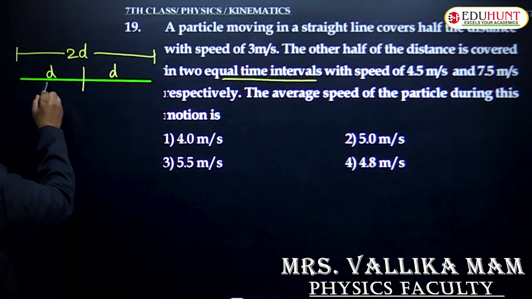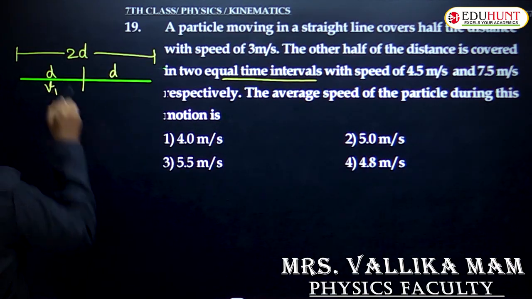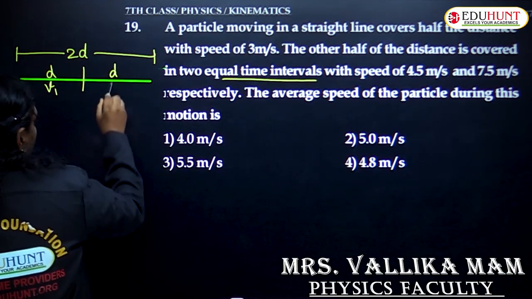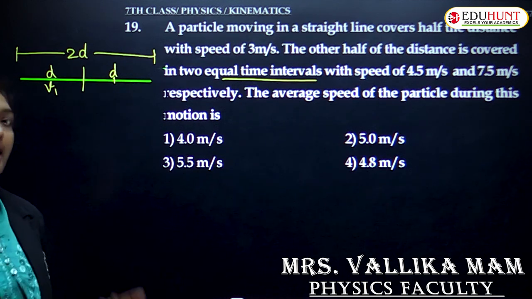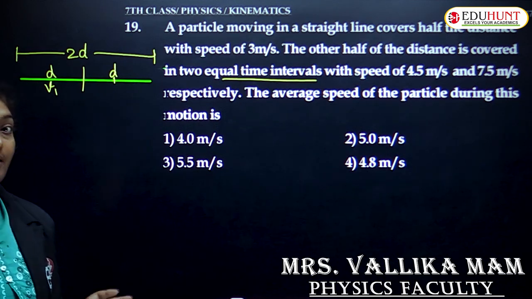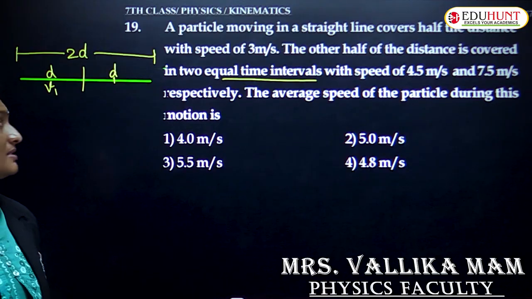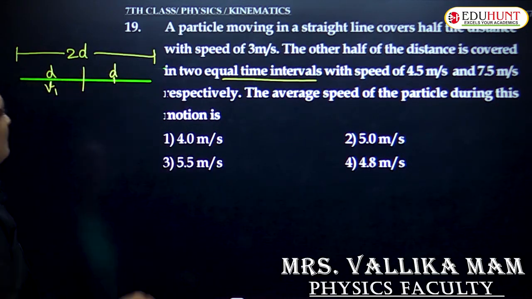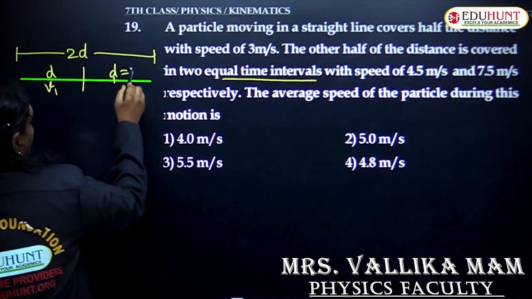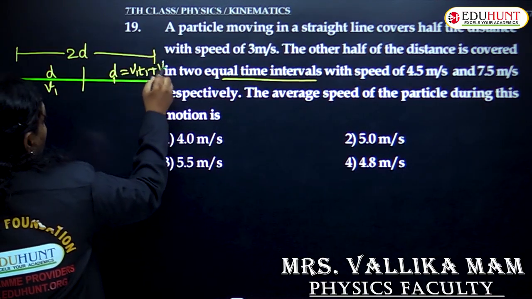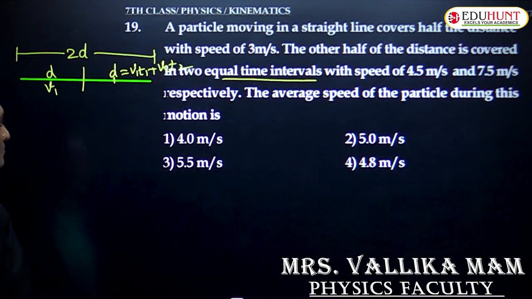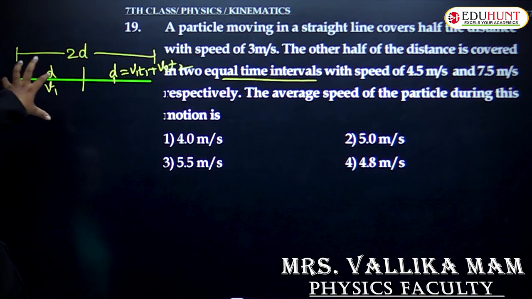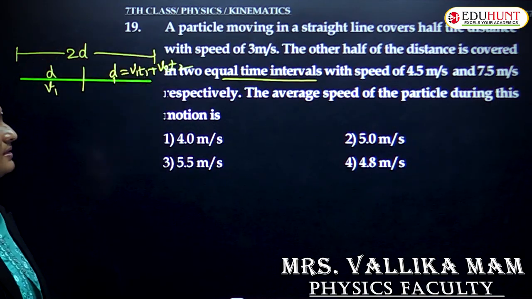This speed it covers was given as some v1, and that was given as 3 meters per second. Whereas this total time it covers in two equal time intervals, but the speed is different. So, this distance is equal to V1 T1 plus V2 T2. This distance formula, V1 T1 plus V2 T2, you have to use. But the given condition is T1 is equal to T2. So, children, this is a completely different portion and this is a completely different portion.